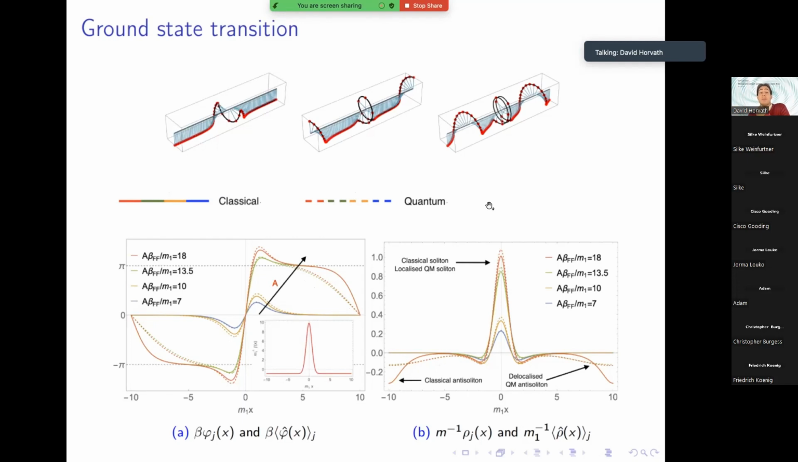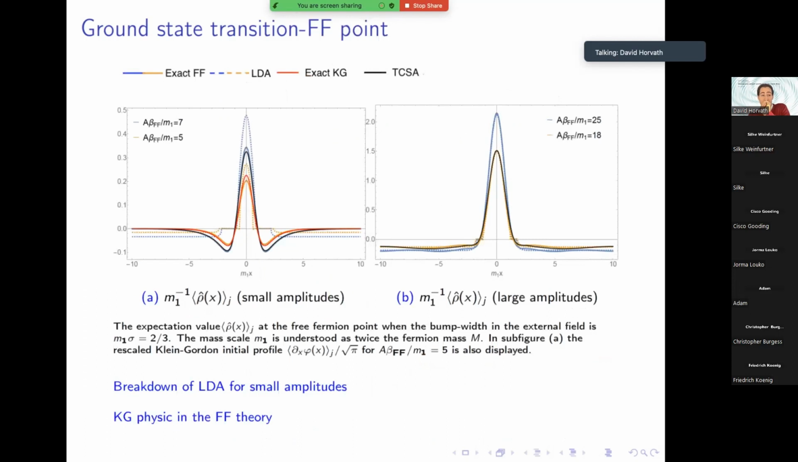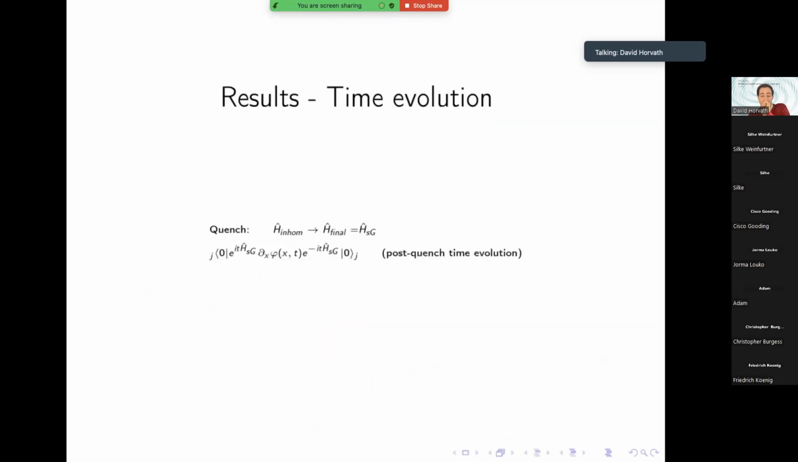So as you can see, based on these essentially semi-classical considerations, we could fairly understand what is going on in this ground state. And essentially, the keyword is that with this external inhomogeneity, we could inject solitons and anti-solitons in the system. So that's about the ground state. And now we move on. I will skip this slide, and now we move on to the time evolution.